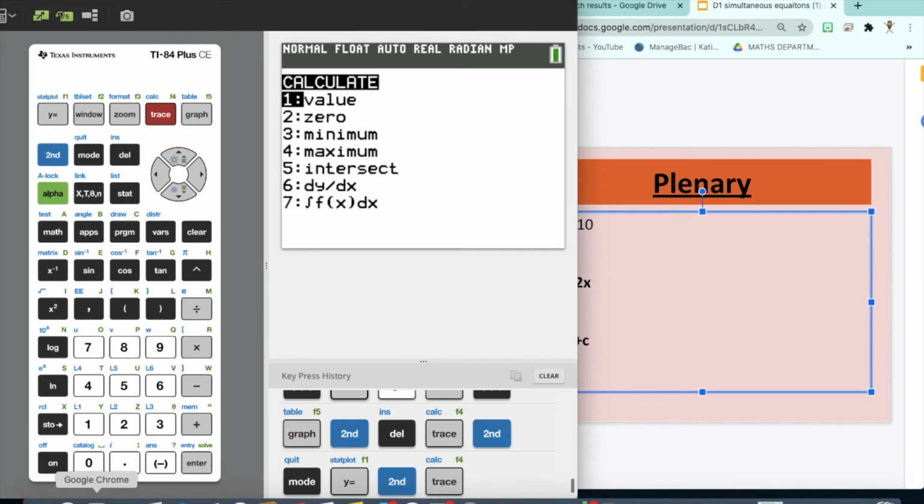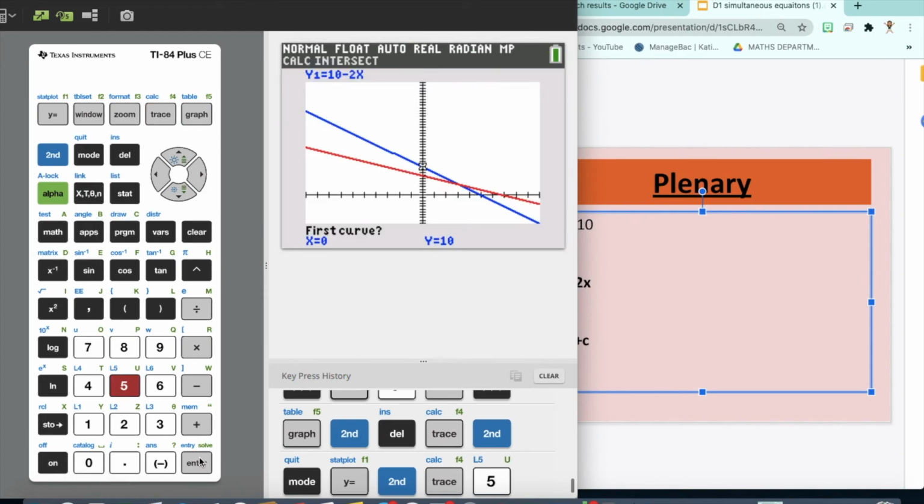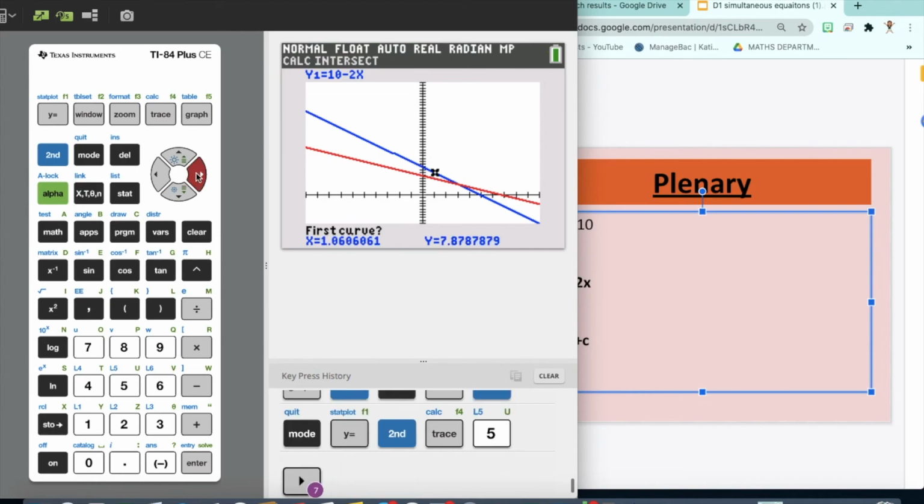So let's press number 5, which is intersection, and it says first curve. So we need to select one of the straight lines. The computer doesn't know we're dealing with straight lines, and that's absolutely fine. So select one of the ones. And then we're going to press the second line. So we've selected the blue one, now we're going to select the red one, enter, and now we're going to guess where roughly they intersect, which is in the middle.